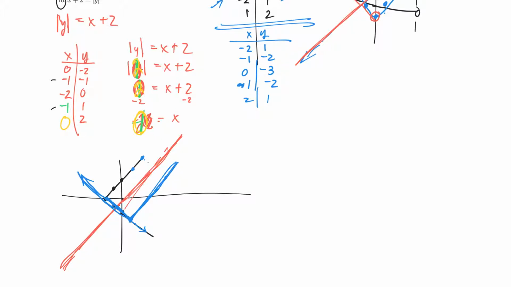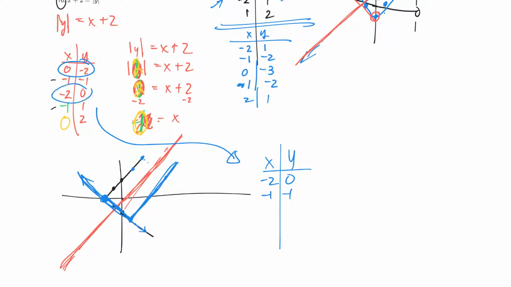And if you wanted to, you could just take those points up there and swap them around. So instead of 0, -2, you'd have -2, 0. -2, 0, that'd be your point right there. Instead of -1, -1, oh, it'd be the same. Instead of this one, you'd have 0 and -2. Okay, hopefully that helps you with graphing those.